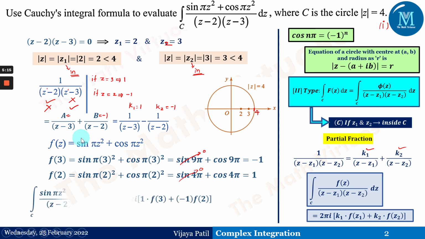So we got these values, and using this particular formula, as I have told here already, that is 2 pi I into f of 3 plus minus 1. So this is k1, this is k2, f of 2 and f of 3, replacing it, we are going to get the final answer as minus 4 pi I as this particular question. So this is all about the type 2 part C.